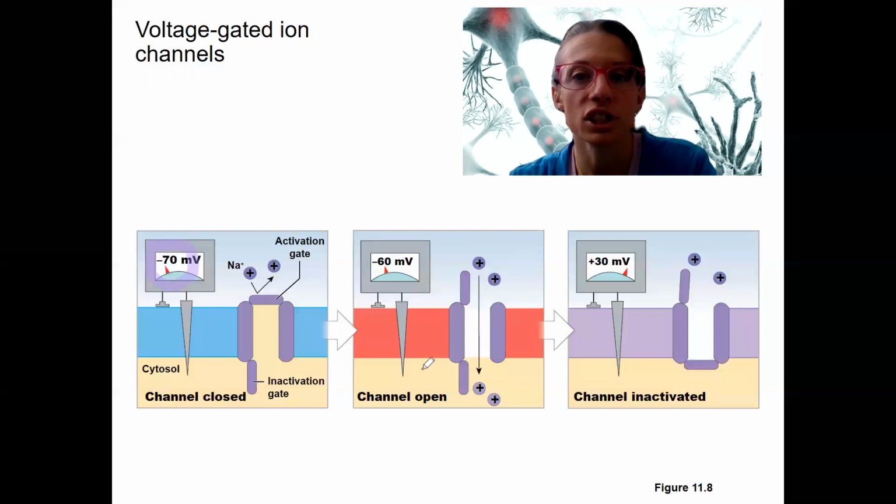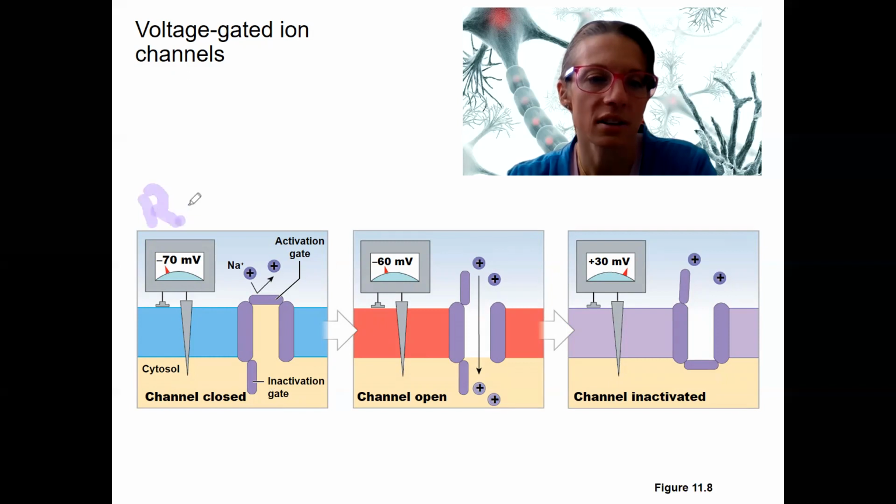Number 2, voltage-gated ion channels. This again is a change in the negative or positivity of the inside of the cell. So remember, at rest, the cell is at negative 70 millivolts inside the cell compared to outside of the cell. In that state, this protein shown here is closed. There's a gate and it's closed at that voltage.